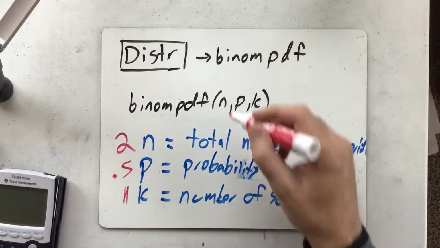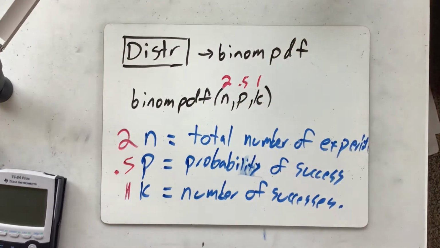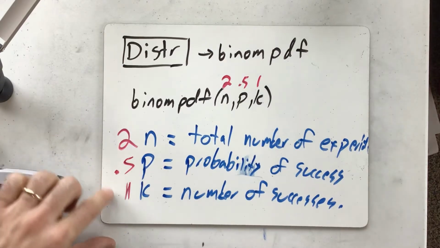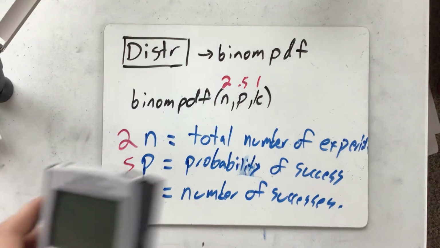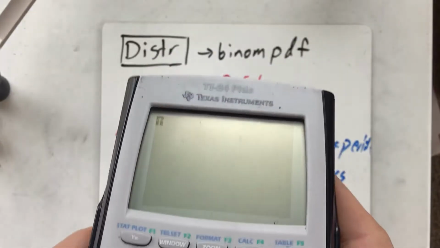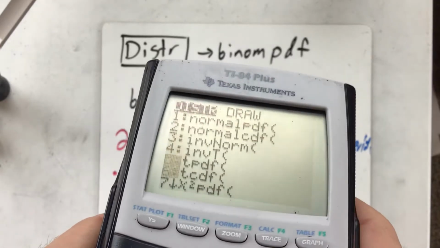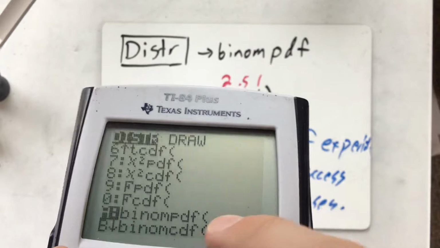So if I type binomial PDF with 2, 0.5, and 1, and I think some of you have a menu where you can just put these numbers in. If you don't have a menu, you just type them in order. Now, my calculator doesn't have a menu because it's quite a bit older. Well, let's go distribution. Let's come down to binomial PDF. So there it is.